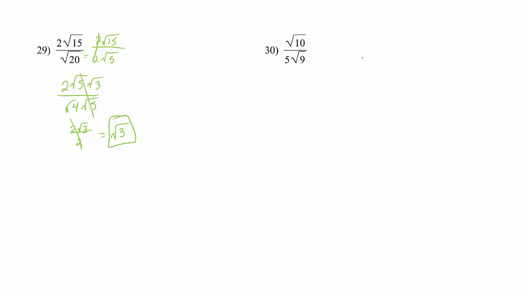And then finally, on 30, the bottom, we can take the square root of and get 3. The 9, square root of 9 is 3. So we have 5 times 3 on bottom, which is 15. I cannot simplify the 10 and the 15 because one's inside and one's outside. So that is my answer.